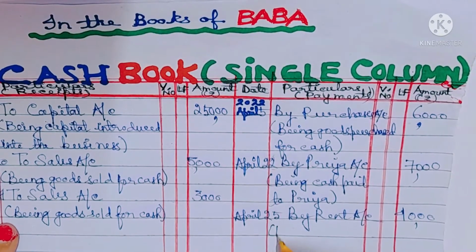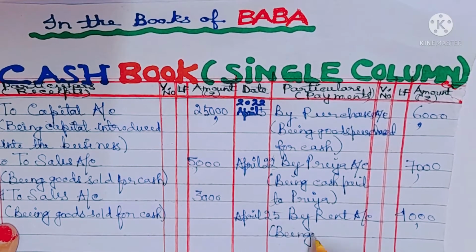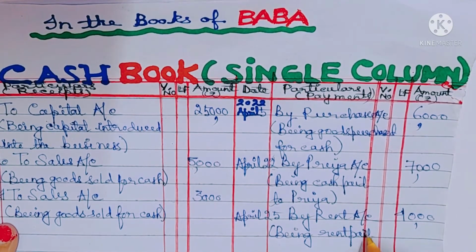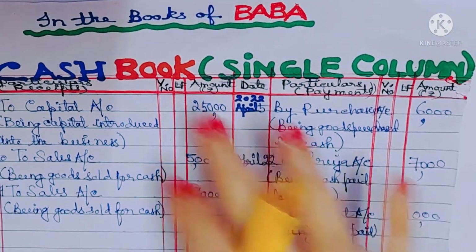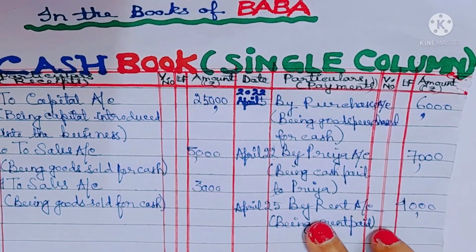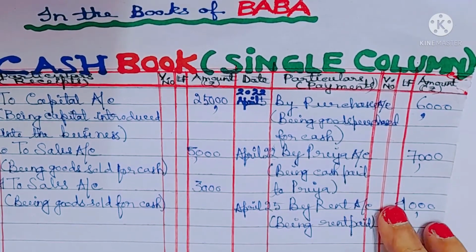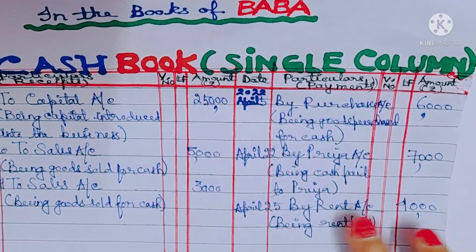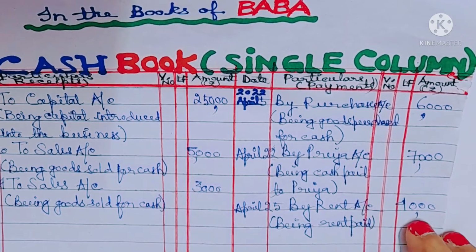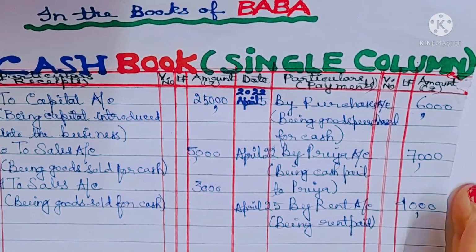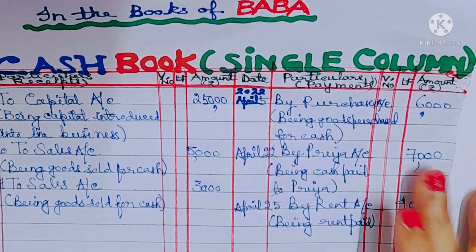Let's write the narration. Being rent paid. Okay, and moreover, cash book is a real account. So what goes out is credit. When rent is paid, cash goes out from the business. So 4000 will be credited. Understood? Now let's see the last transaction.